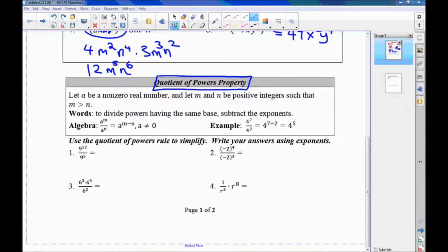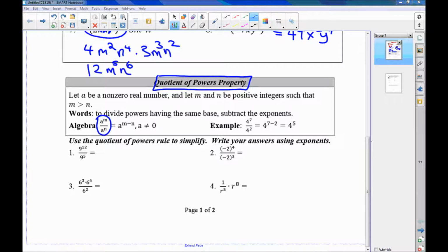But for instance, in algebra, a is our base, we have an m for the exponent on top and an n for the exponent on the bottom, then we can do a to the m minus n, as long as a is not 0, so the base can't be 0. And here's an example. This is 4 to the 7th over 4 squared, which is 4 to the 7 minus 2, or 4 to the 5th power.